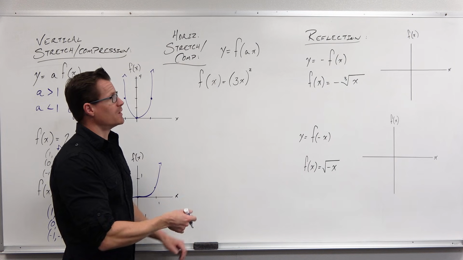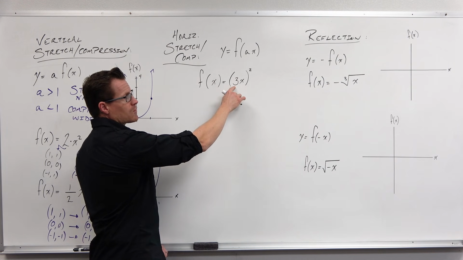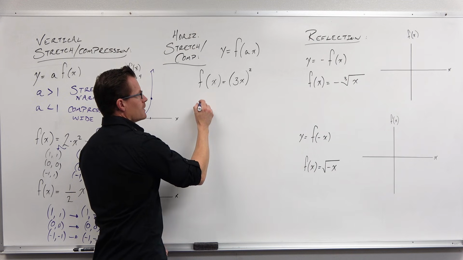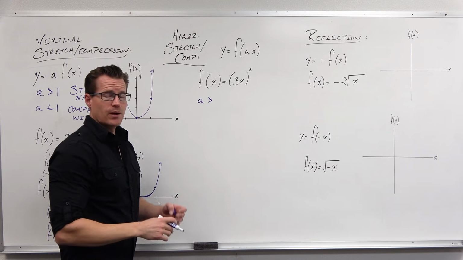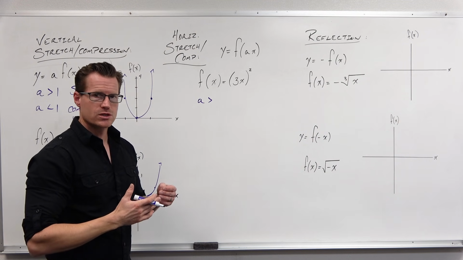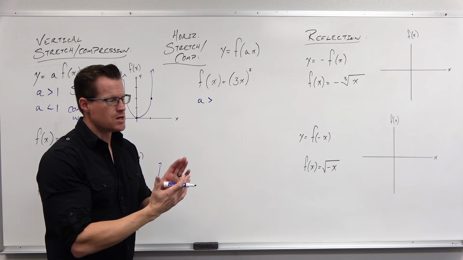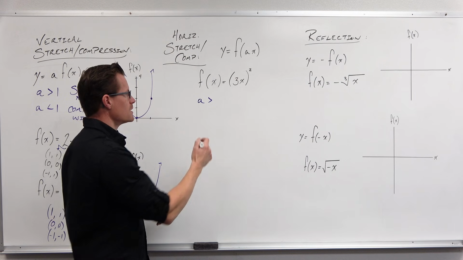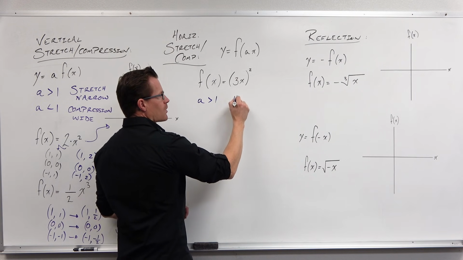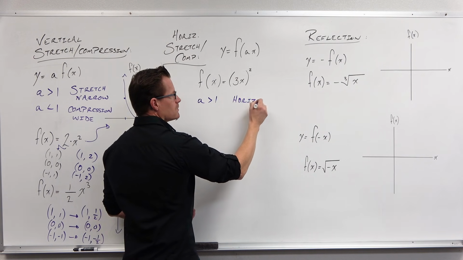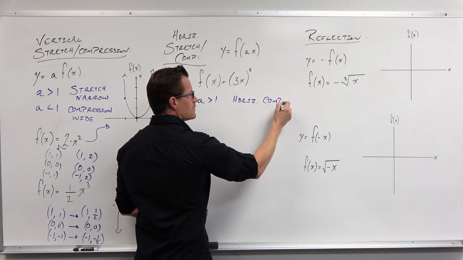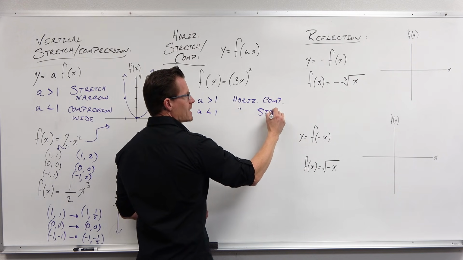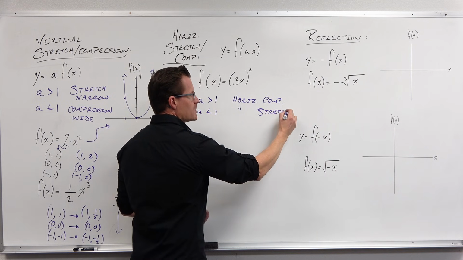So here's what's going to happen. If you have a number greater than 1, so your A here, if your A is greater than 1, that's going to give you a horizontal compression, not a horizontal stretch. It's opposite of what you kind of want it to be. Numbers greater than 1 are a horizontal compression. Numbers less than 1 are a horizontal stretch. Why? Why in the world would that be the case?